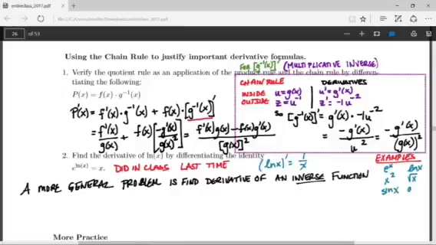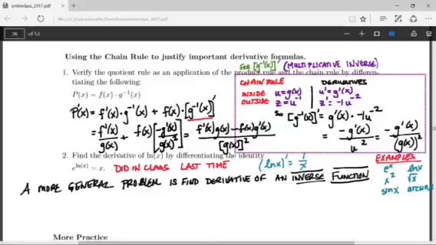Examples might be x squared and the square root of x, sine x and the arcsine of x, e to the x and natural log of x. Those are all examples of inverse functions.